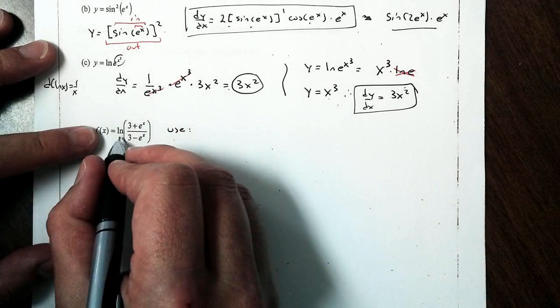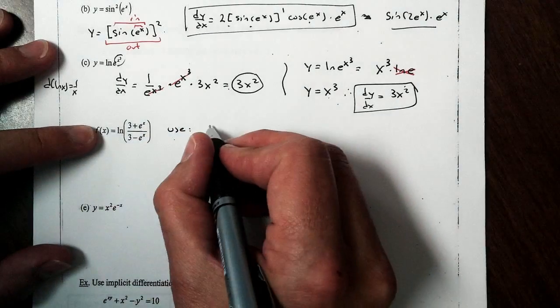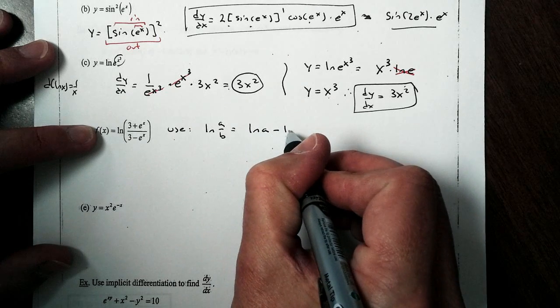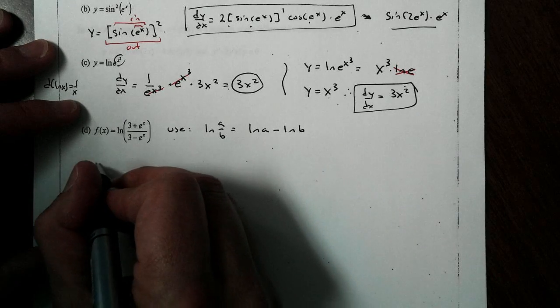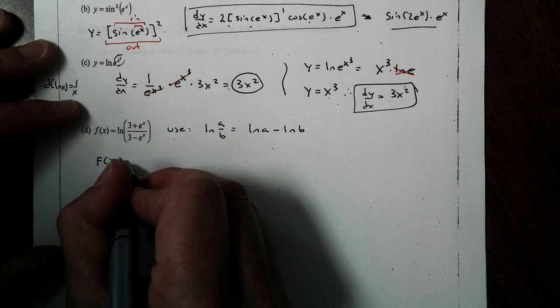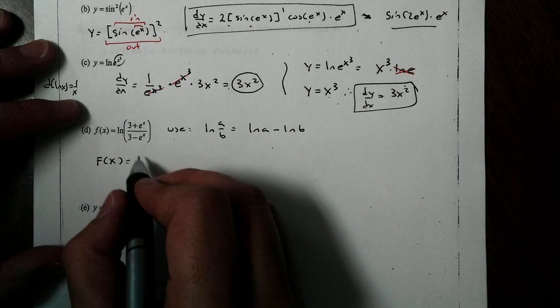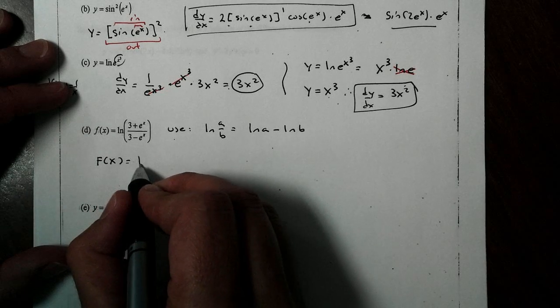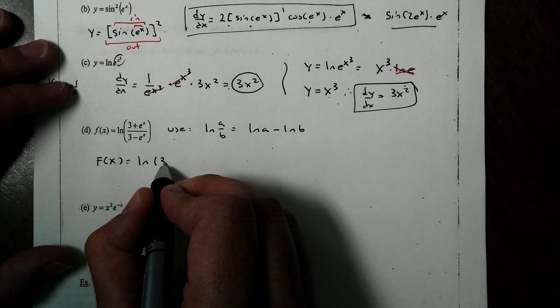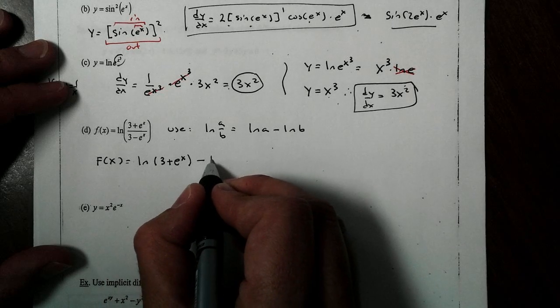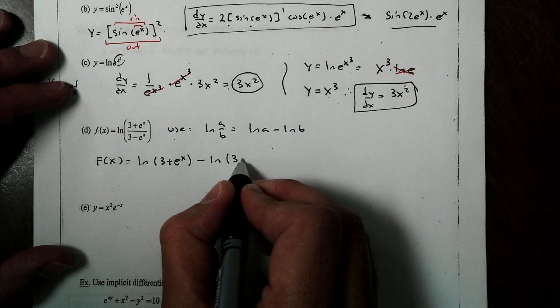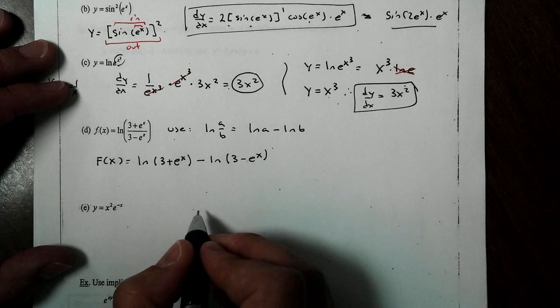I know, because it's natural log, anytime I see natural log, I'm going to use my property. This is the natural log of a over b, which is the natural log of a minus the natural log of b. So when I find my derivative, I'm going to write out my function. This becomes the natural log of 3 plus e to the x minus the natural log of 3 minus e to the x.